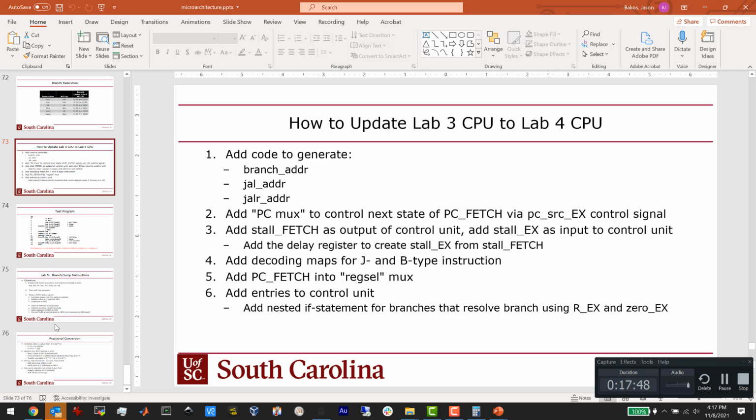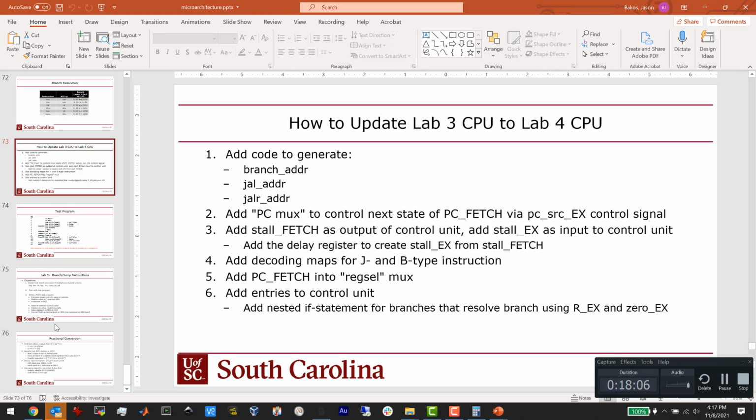And then you have to add the decoding maps. I call them decoding maps, but if you have a decoder that basically takes the instruction format and breaks it into, like, renames the different fields, you can add that for the J and B type instruction, which should be pretty straightforward. It's just renaming things.